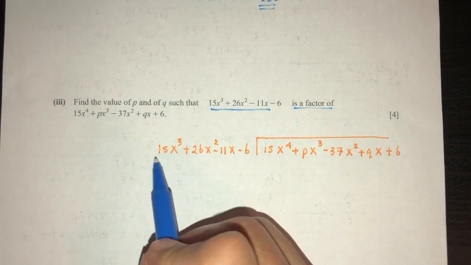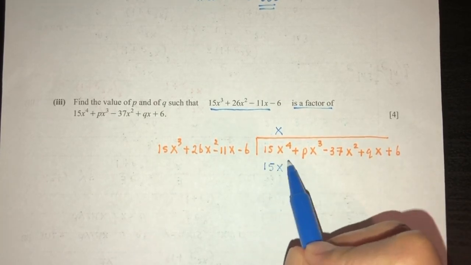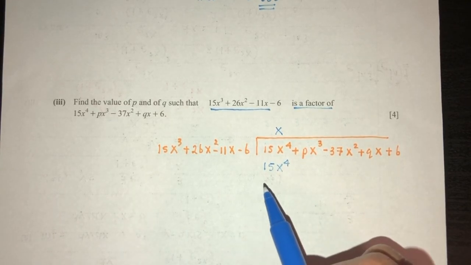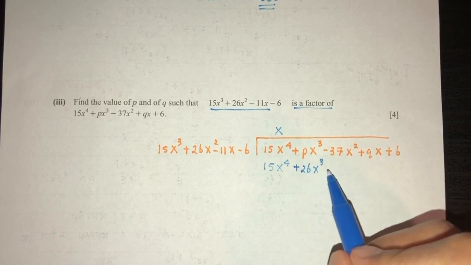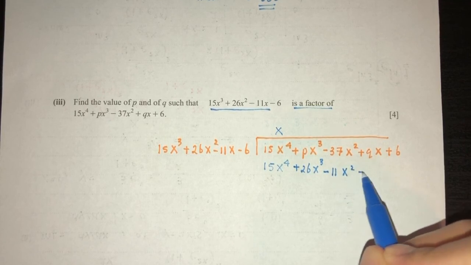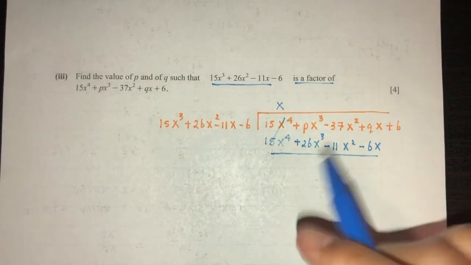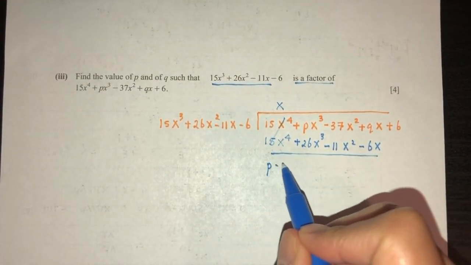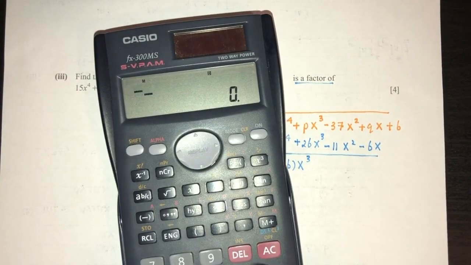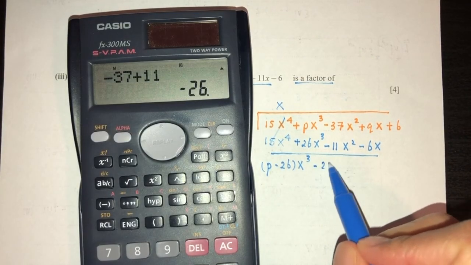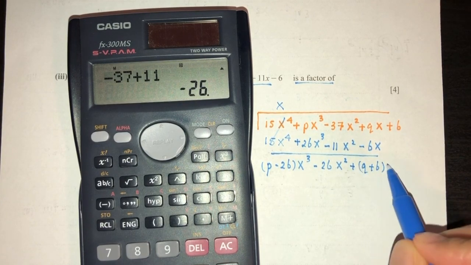Now first question, if you want to make this become this, you have to multiply by x. You will get 15x to the power 4, and then plus 26x cubed. You will get minus 11x squared, minus 6x. That will be cancelled. And here you will have p minus 26 x cubed. And then here you will have minus 3 plus 11. That will be minus 26x squared. And here you will have plus q plus 6 x plus 6.